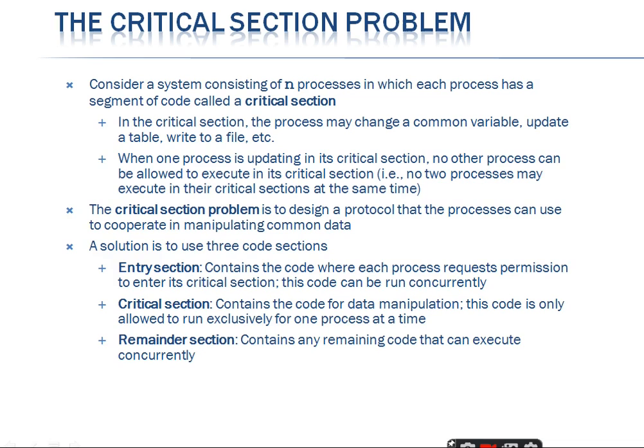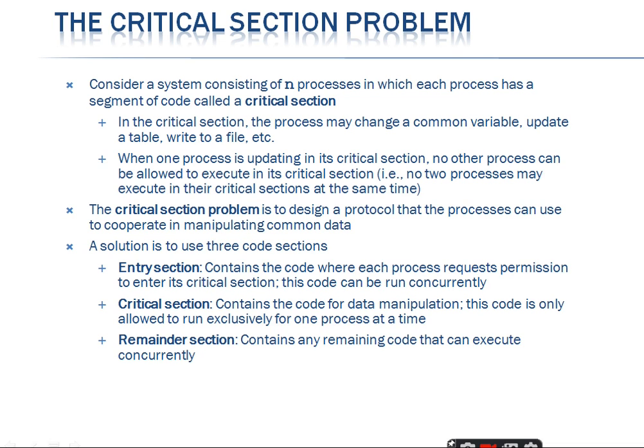Now the critical section problem is to design a protocol that the processes can use to cooperate in manipulating common data. Here we design a rule that the processes can use to cooperate in manipulating and updating the common data. If one of the processes is executing in its critical section, there must not be any other process executing in its critical section.